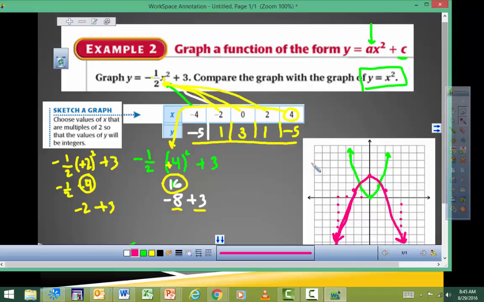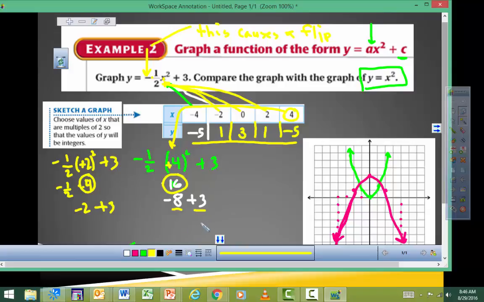And my friends, what do you think caused the flip in this problem? The negative. The negative caused the flip. I agree, that's a good observation. The negative right here caused the graph to flip. That's pretty easy to recognize. If the number out in front is negative, the parabola opens down. If the number out in front of the x squared term is positive, the parabola opens up.